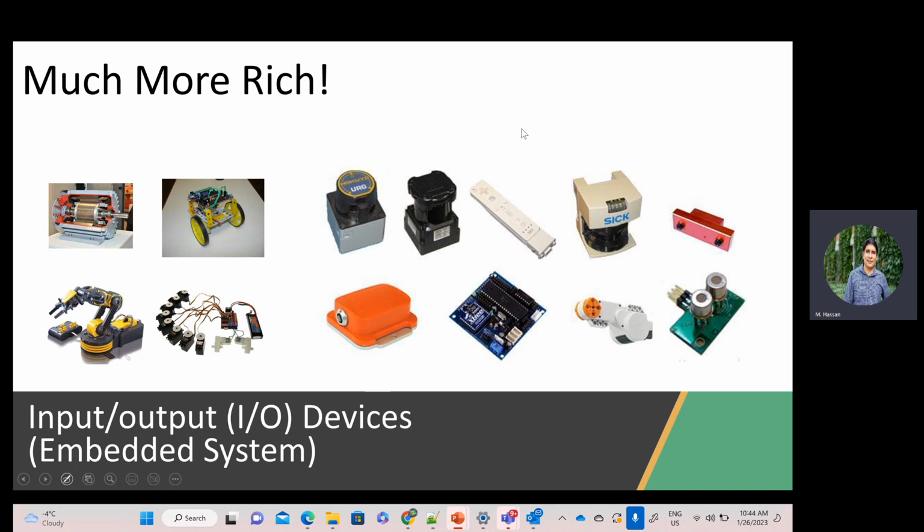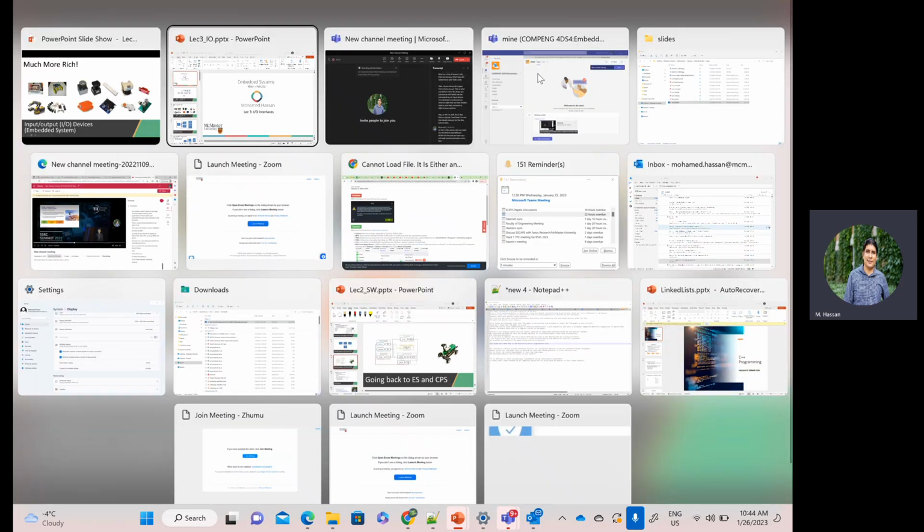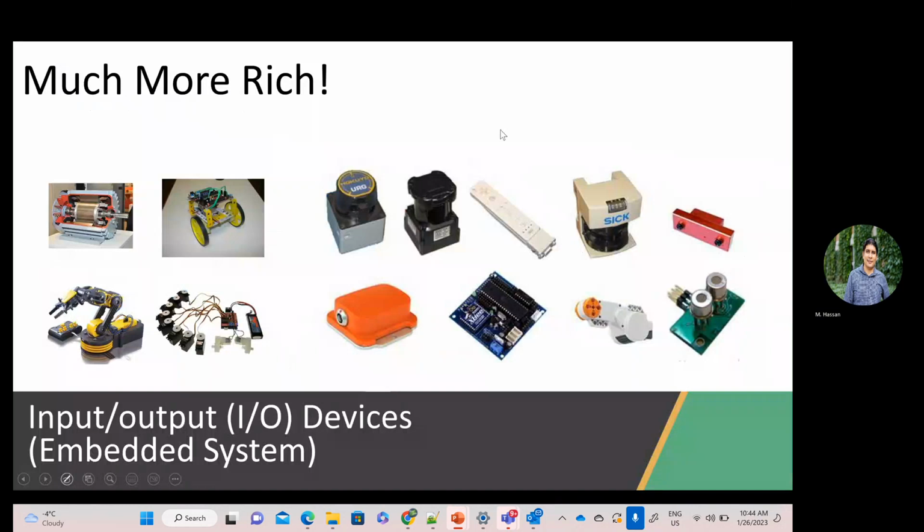So this is the reason why we need I/O devices and different protocols, because we have very rich sensors and actuators, and in fact, next lecture is dedicated to sensors and actuators. So we will cover this more.